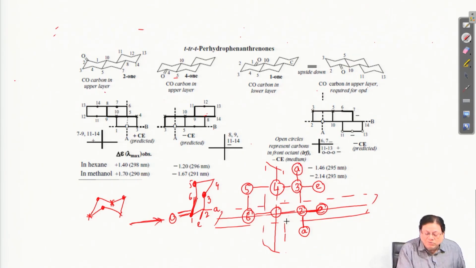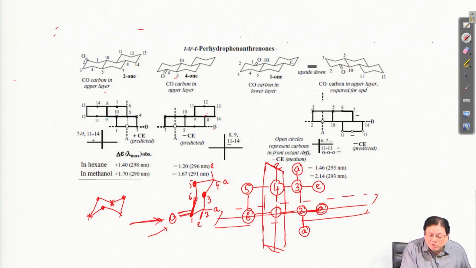For the 4th carbon, which is lying at the cross section of the two planes, this 4 has an equatorial here and an axial there. I think it is easy to visualize that the equatorial will go up and the axial will go down.